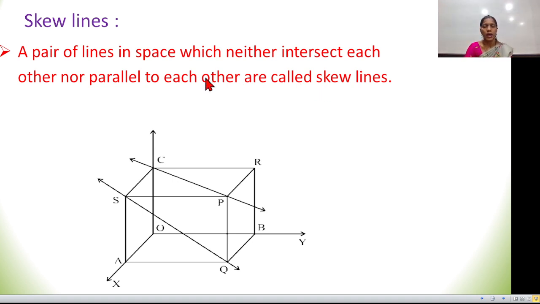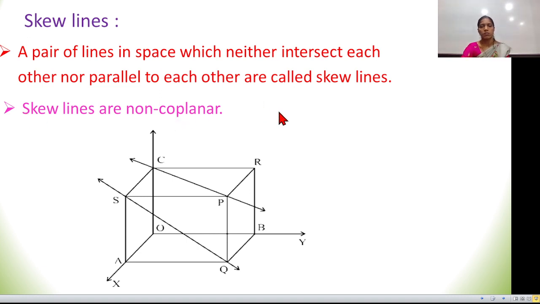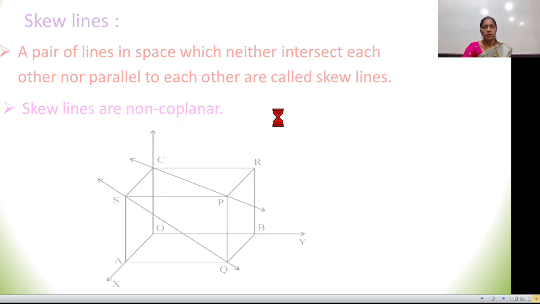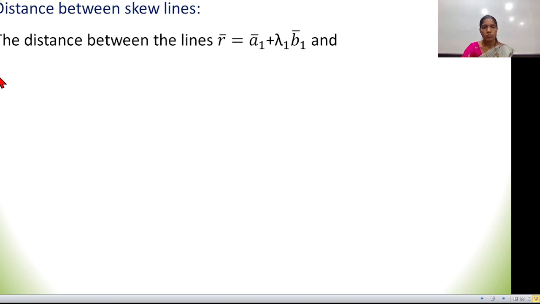Skew lines are lines that are neither intersecting nor parallel, and these skew lines are non-coplanar lines. Now let's see how to find the distance between two skew lines, which is our shortest distance. First, we have to consider the equations of the two lines.